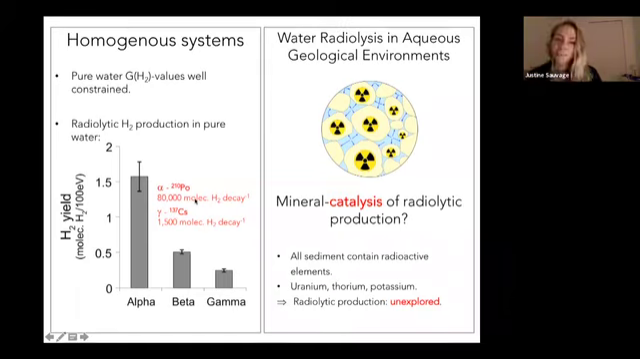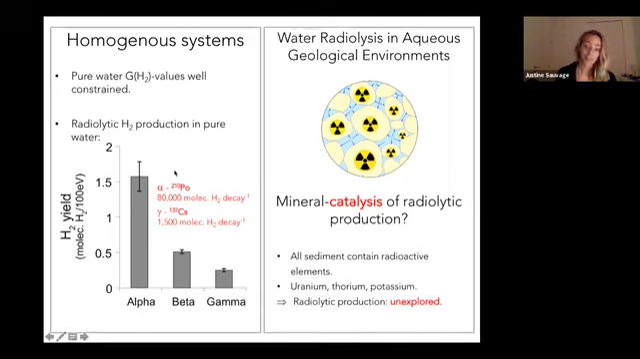Now in homogeneous systems, for example pure water, those yields are extremely well constrained and well known. They're depicted here for the 3 types of radiation. You can see that for alpha particles, you have a pretty high yield, and that's mostly due to how energy is being deposited in the medium. Alpha particles deposit most of their energy in a very short path, so it's a pretty compact path and process yielding more molecular products, while beta and gamma radiation also yield chemical compounds, but at a lower rate.